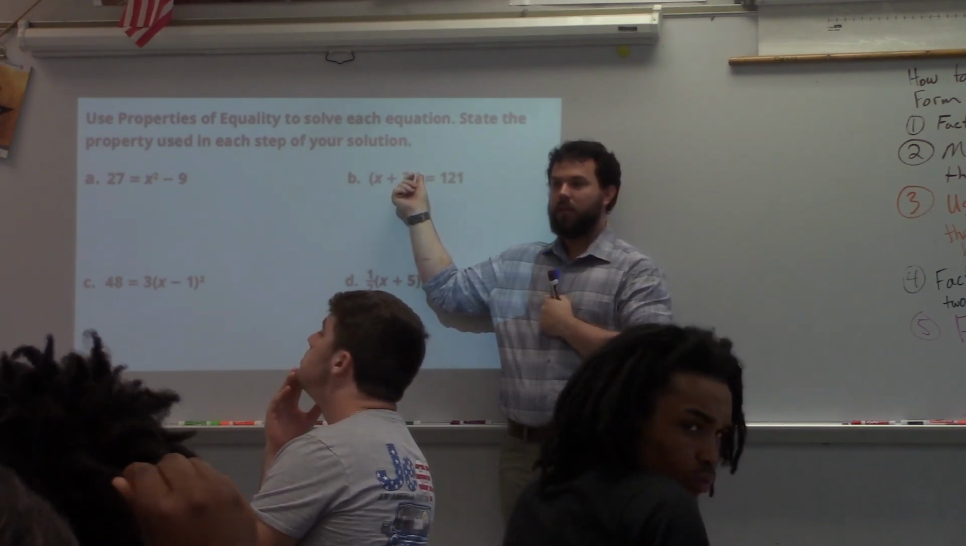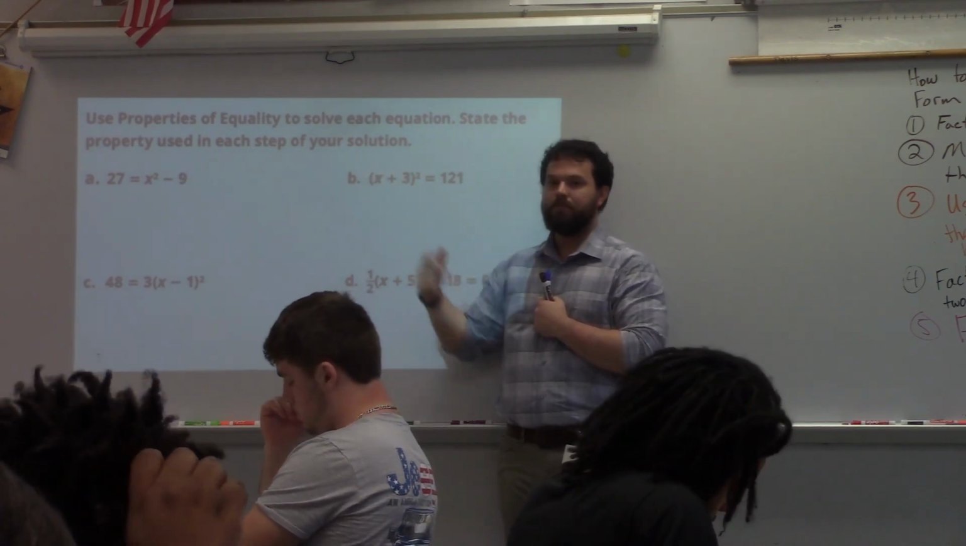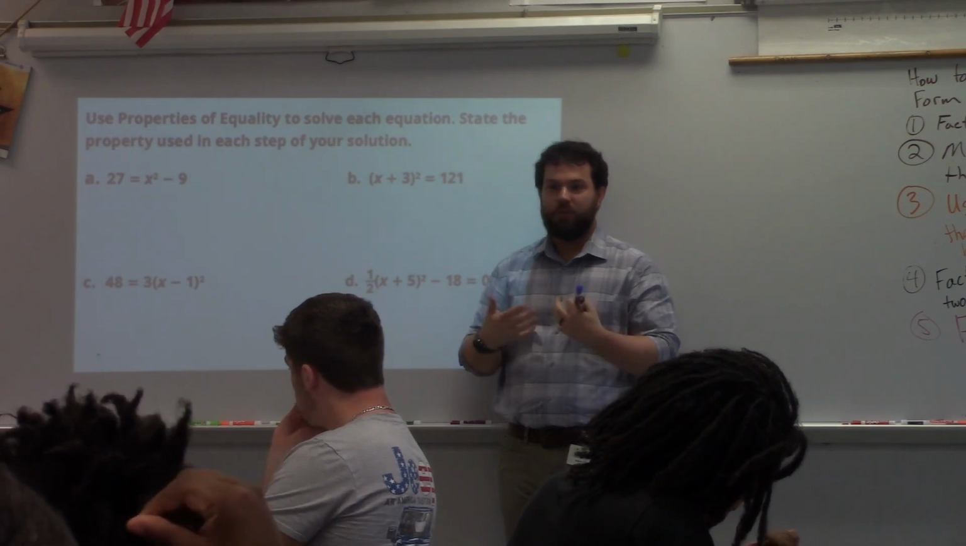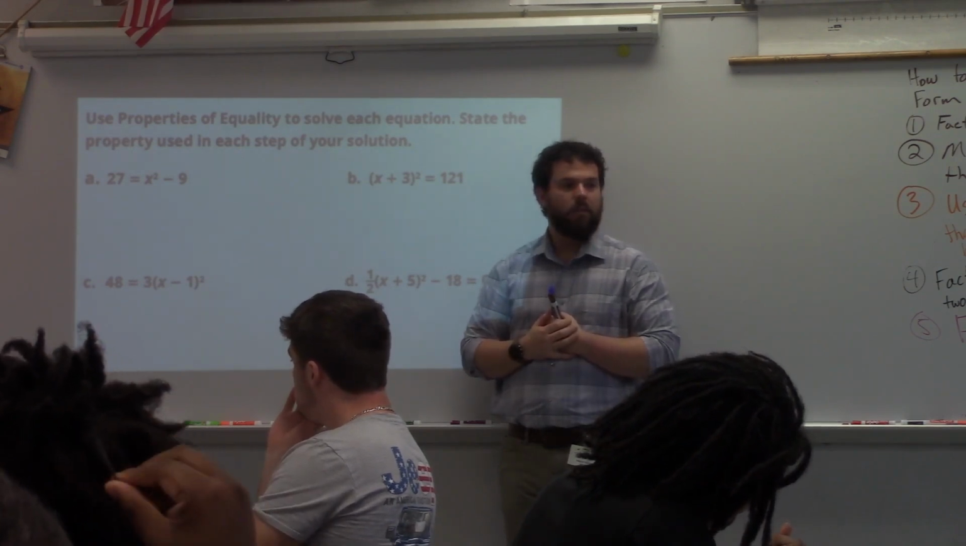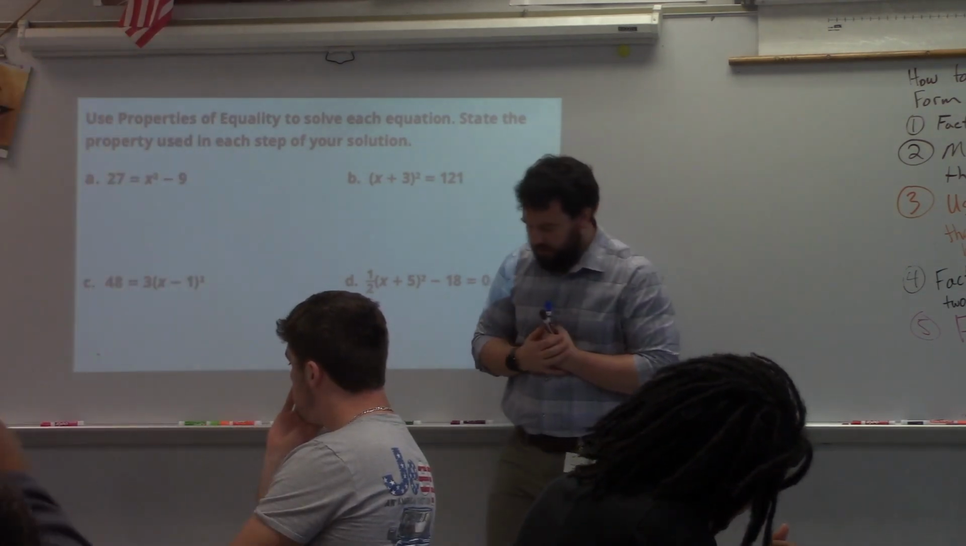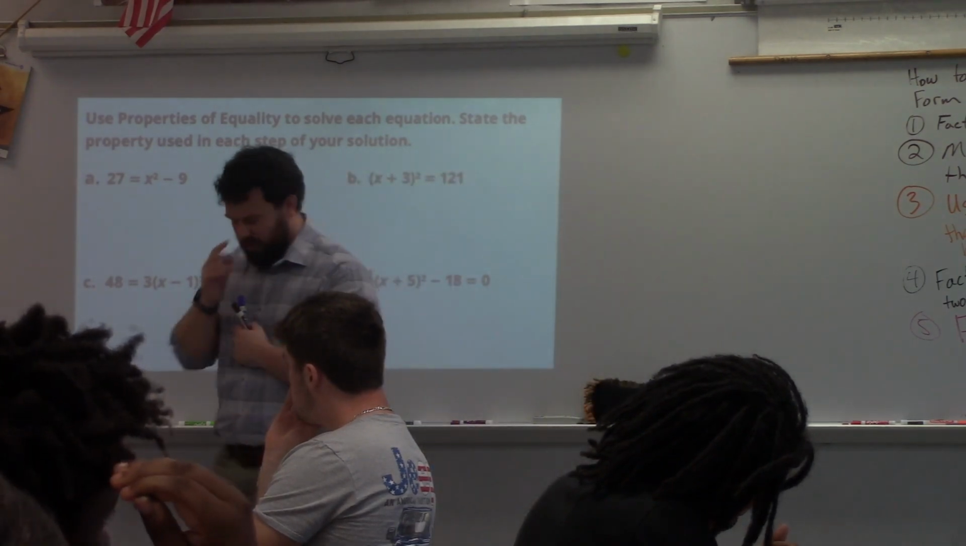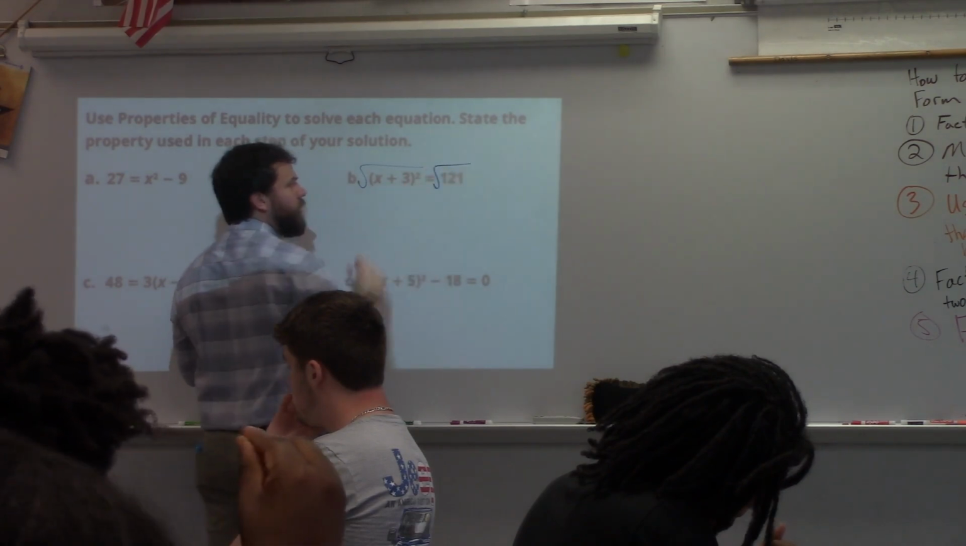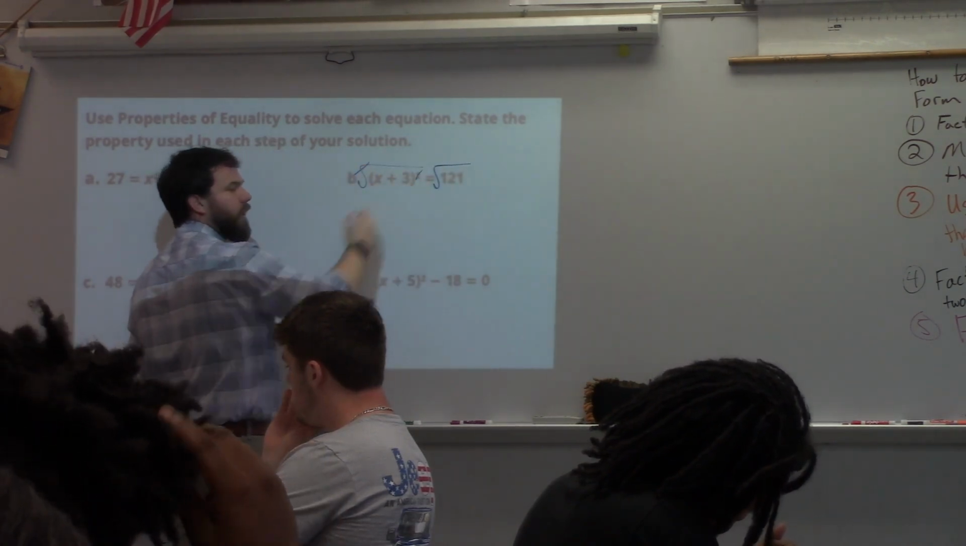Is there anything else on the left-hand side? No. So the squaring was the last thing I said. So then what undoes a square? Square root. Okay, that's the last thing being done. That's what I'm going to undo. The square root, the square cancels.